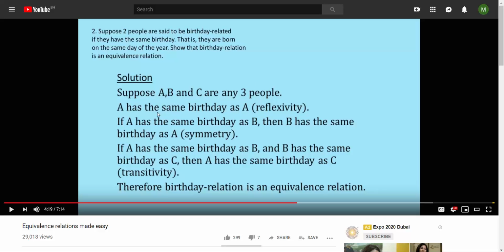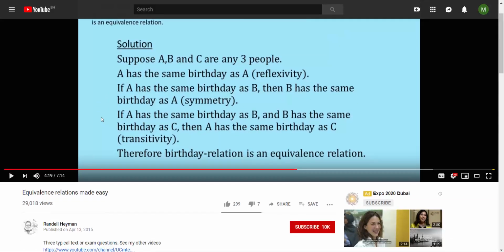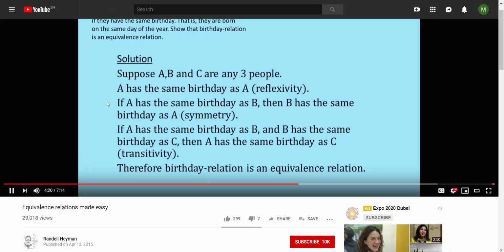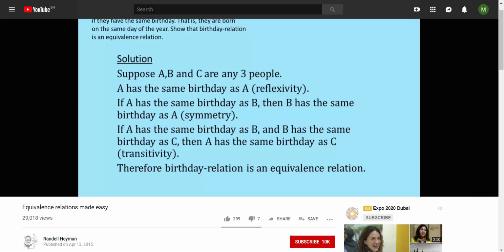So there are three people. A has the same birthday as A, reflexive. If A has the same birthday as B, then B has the same birthday as A, symmetric. If A has the same birthday as B and B the same as C, then A the same as C. Therefore birthday is an equivalence relation.